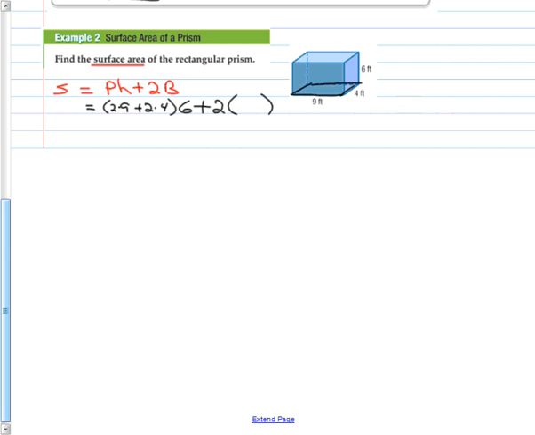How am I going to get the area of that base? 4 times 9, or 9 times 4. It's just a rectangle. Let's simplify it here a little bit. 18 plus 8 is how much? 26 times that 6 plus 2 times what's 9 times 4? 36. Why don't you go ahead and give me the answer for the total surface area of this rectangular prism using this formula. And that's important to use that formula today.